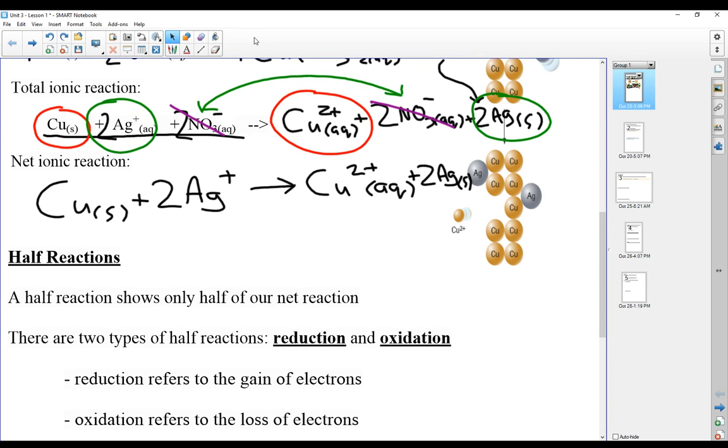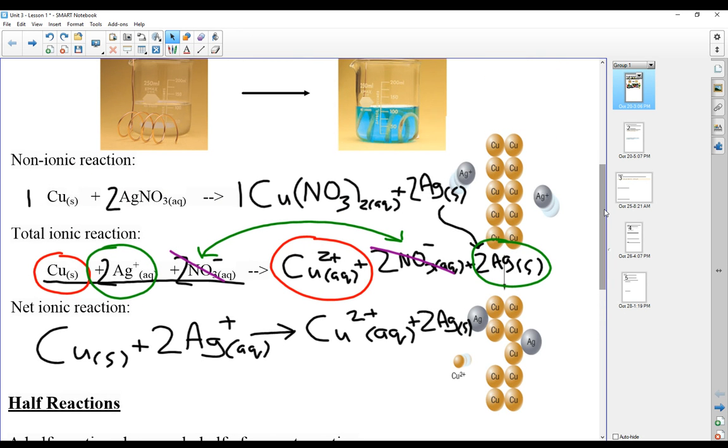One question I can see coming up is, do I need to have the twos still intact here? Yes, you do. What we're saying is that we need 2 parts of silver ion, which I forgot to mark aqueous, to react with 1 part of copper solid to produce our Cu2+ ion and Ag solid.